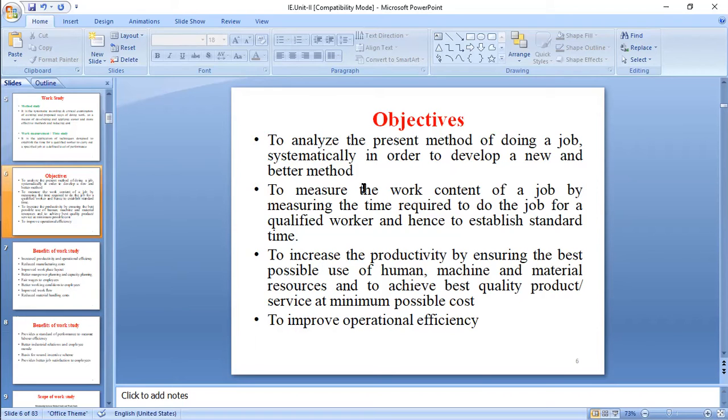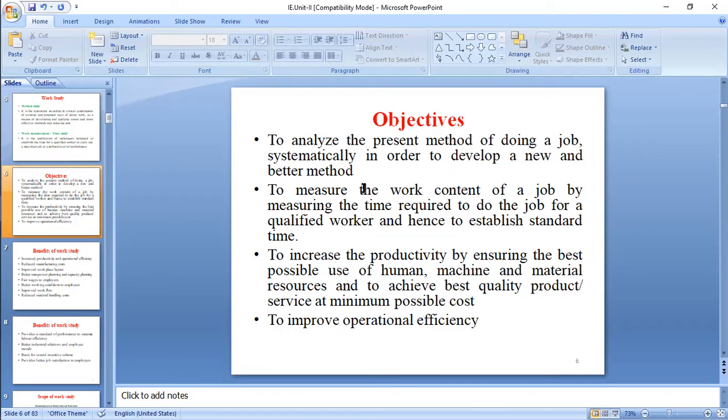The second objective is related to time management. It is to measure the work content of a job by measuring the time required to do the job for a qualified worker, and hence to establish the standard time. So the first objective is to have a standard method, and the second objective is related to the time domain: to establish a standard time for a qualified worker for a given specified job.